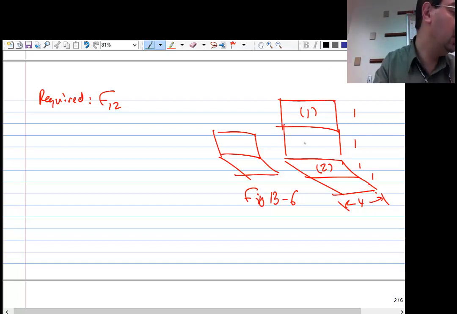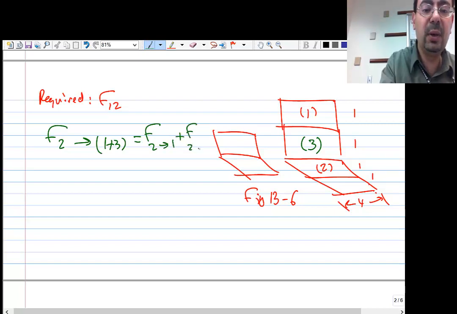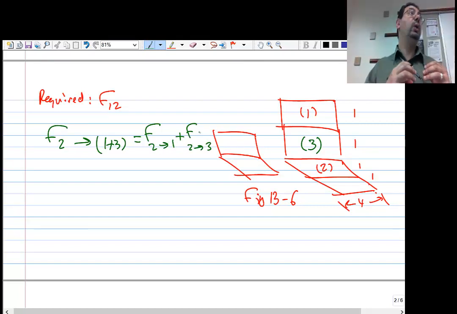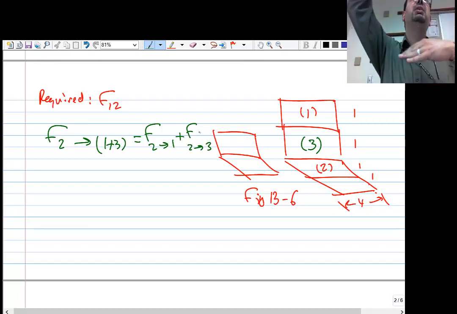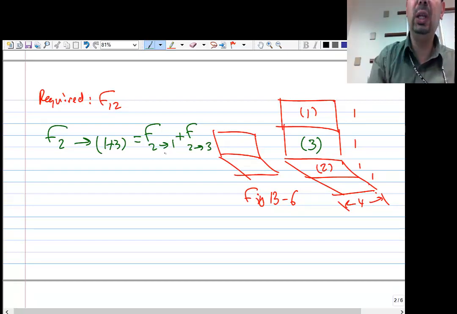So basically, here in that solution, you call this 3. And so now 1 and 3, we could think of this as basically one surface. And basically, you would say, well, F2 to that new combined surface that's called 1 plus 3 is basically the summation of F2 to 1 plus F2 to 3, right? The radiation going from 2 to that new big surface 1 and 3 is basically 2 parts. Part going to 1, part going to 3.